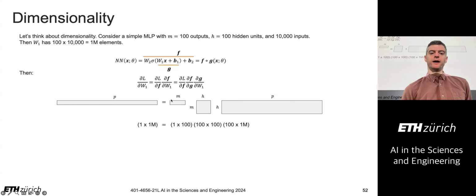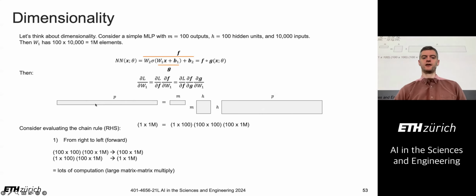So we have this chain rule. So then we can just think about evaluating it, right? Evaluating it just means doing a lot of matrix multiplies. We're going to multiply all these matrices on the right-hand side together and get this gradient of the weights as the output. There are different ways that you can actually evaluate it. One way is going from right to left, so going from this matrix here, multiplying it by this matrix, and then multiplying it by this vector.